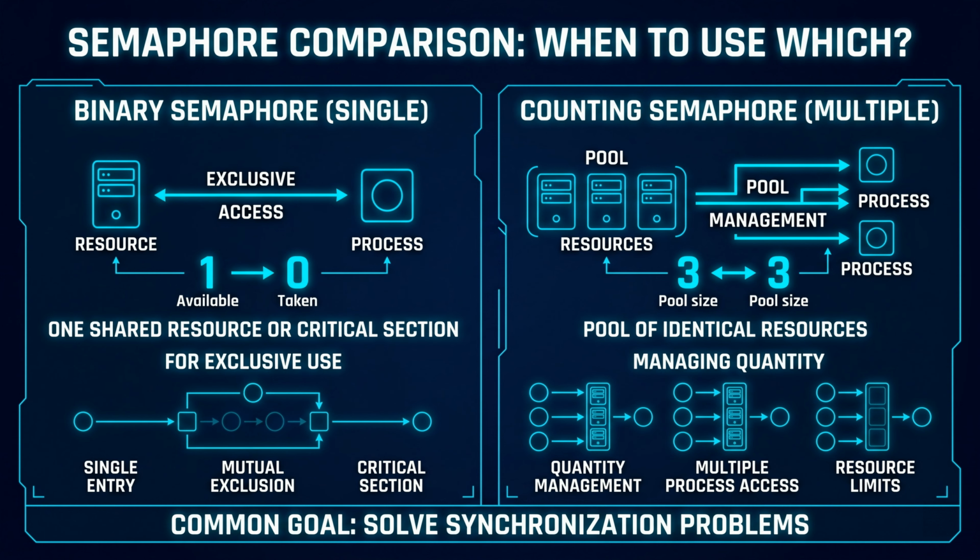So when should we use binary semaphore versus counting semaphore? Use a binary semaphore when there is only one shared resource or when only one process should enter a critical section at a time. Use a counting semaphore when multiple identical resources are available. Binary semaphore is about exclusive access. Counting semaphore is about managing quantity. Both solve synchronization problems, but the choice depends on the situation.